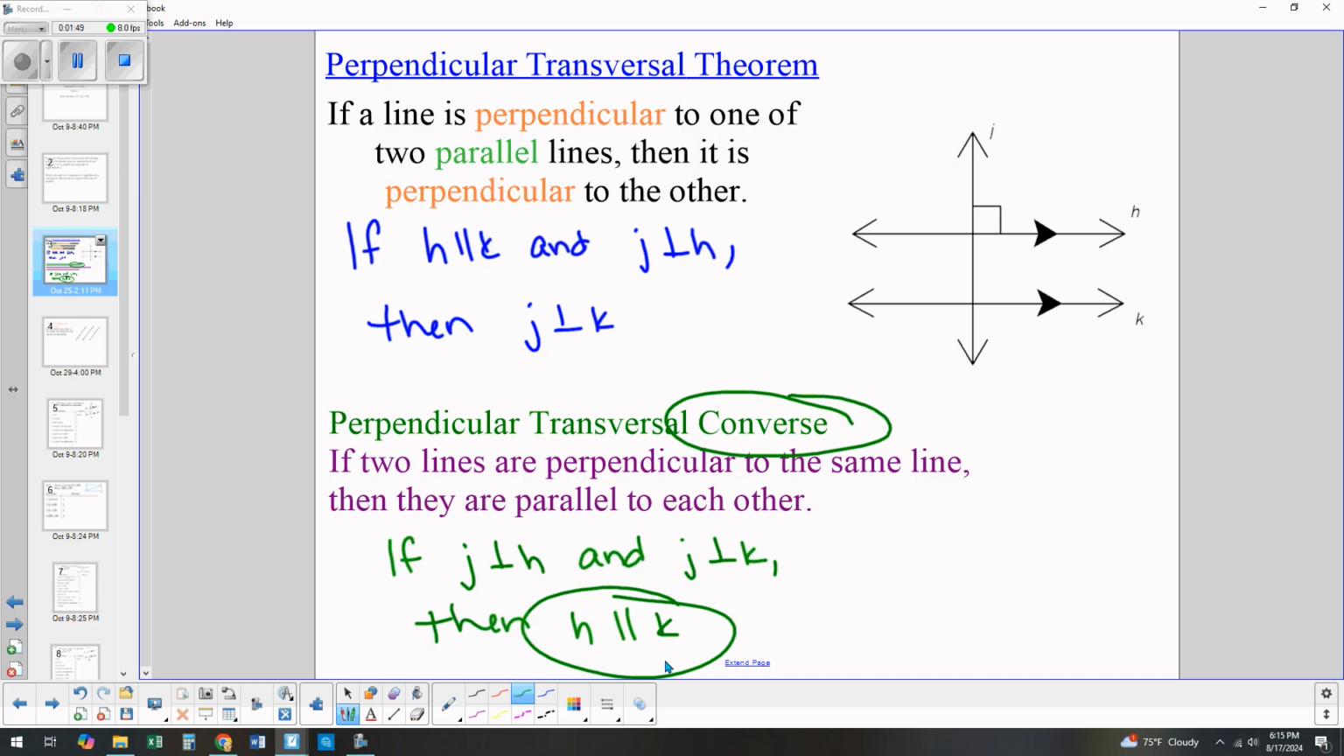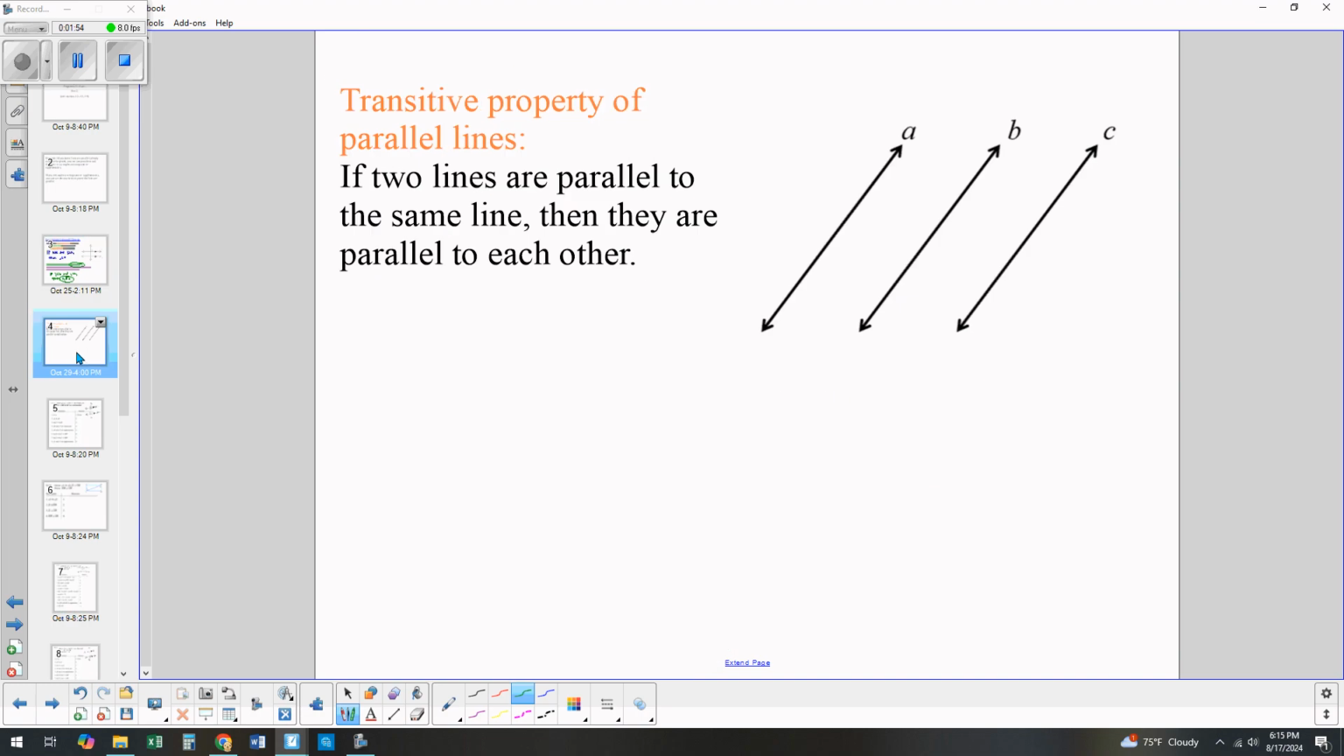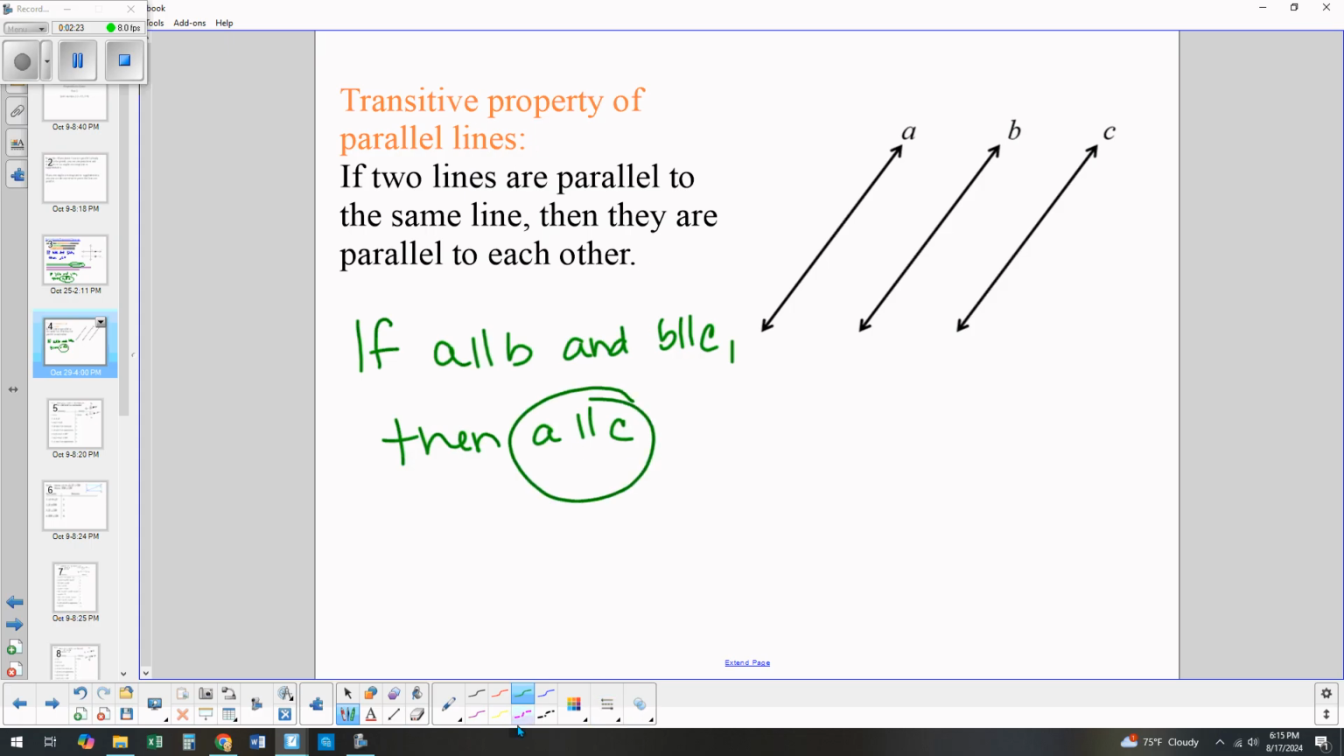And then we have one more last reason we're going to learn, and you do have to say the full name for this one. So it is the transitive property of parallel lines. You cannot just call it the transitive property, so we're going to call it the transitive property of parallel lines. So that's if two lines are parallel to the same line, they're parallel to each other. So if I knew that A was parallel to B, and I knew that B was parallel to C, then I can say that A is parallel to C. So this is the only time we're using something that doesn't have the word converse in it to state that two lines are parallel.